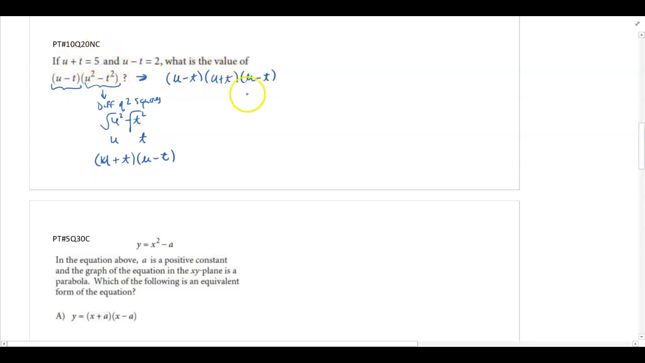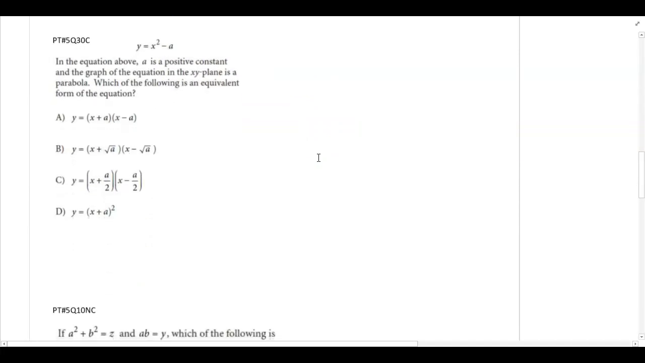Now I can replace u minus t with 2, u plus t can be replaced with 5, and then u minus t can be replaced with 2, and 2 times 5 times 2 would give me 20. So this gridded response, you would bubble in 2, 0.